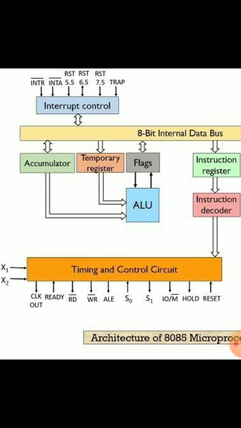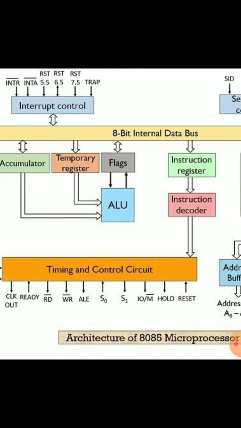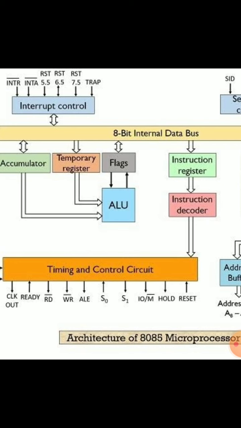This is the main functionality of the accumulator. Okay, now come to the temporary register. So what is the temporary register actually? I am going to take the same instruction, that is the ADD B instruction. Here the ADD B instruction means the content of the accumulator is added with the B register and the result will be stored in the accumulator.